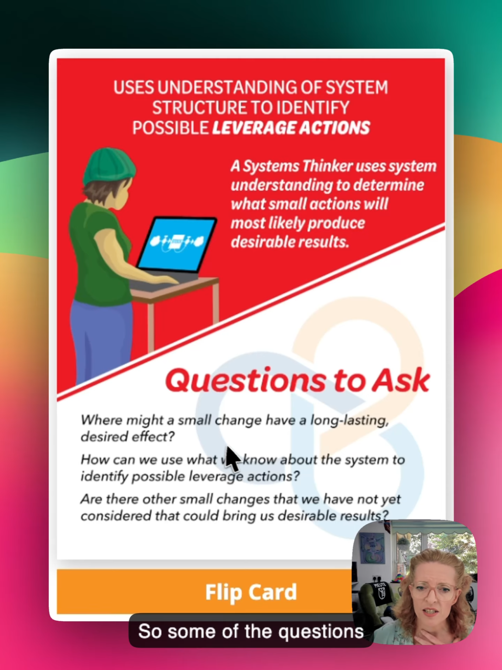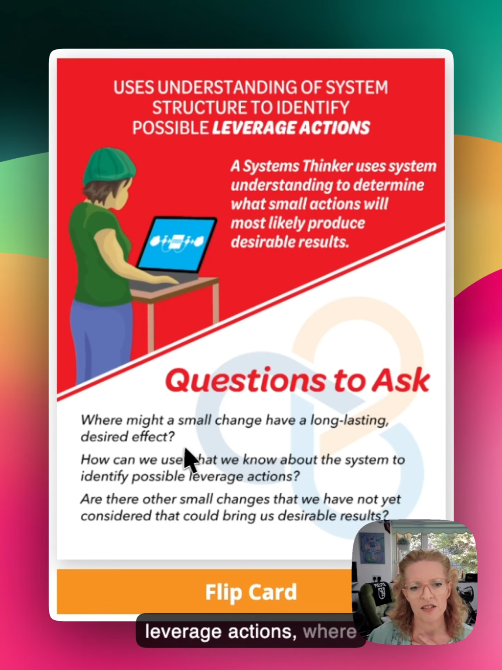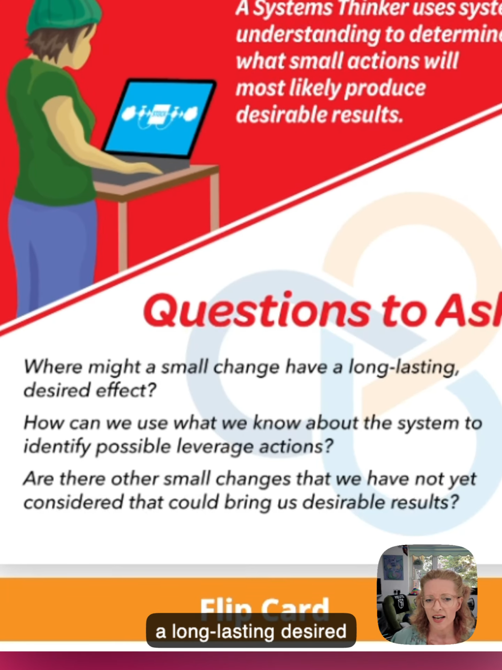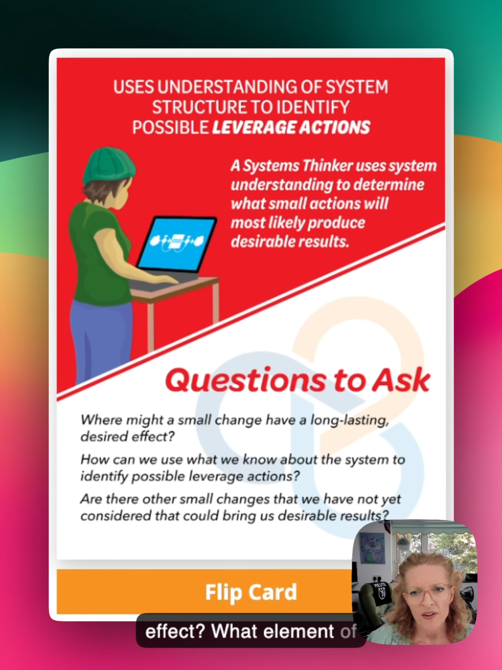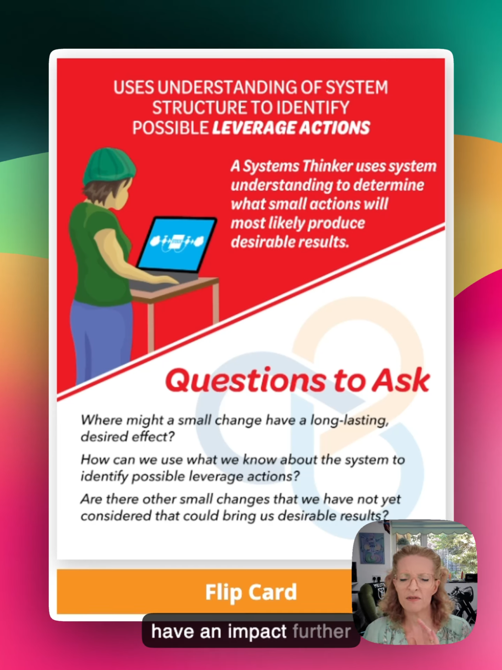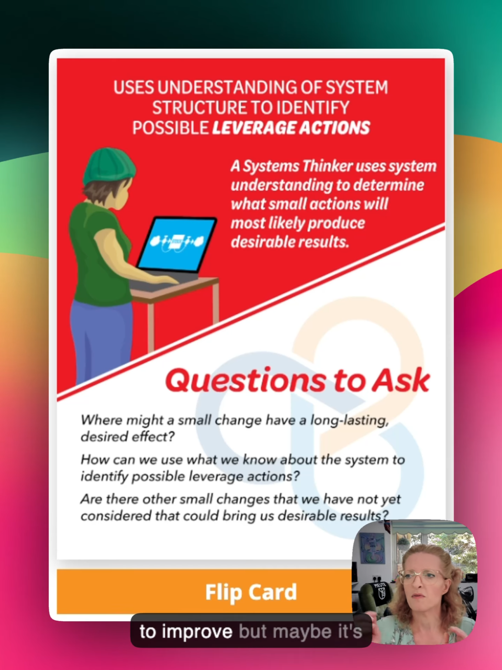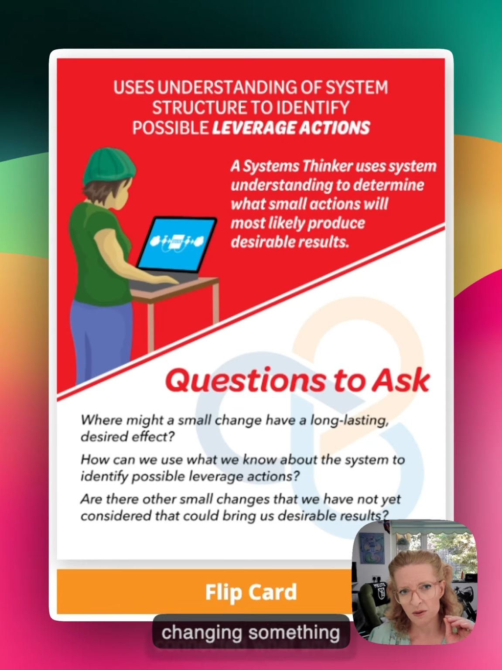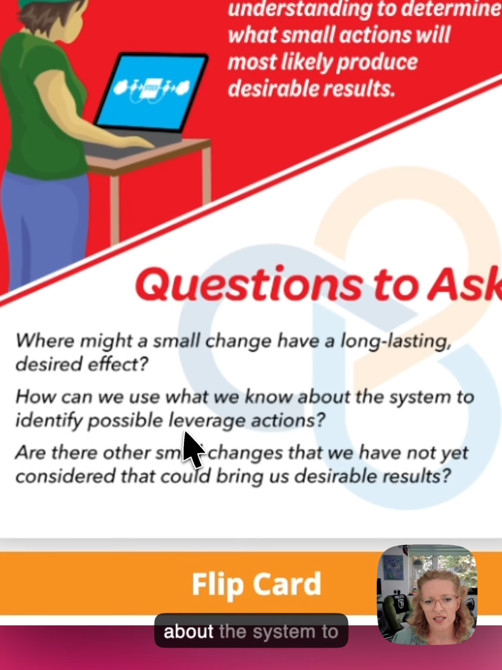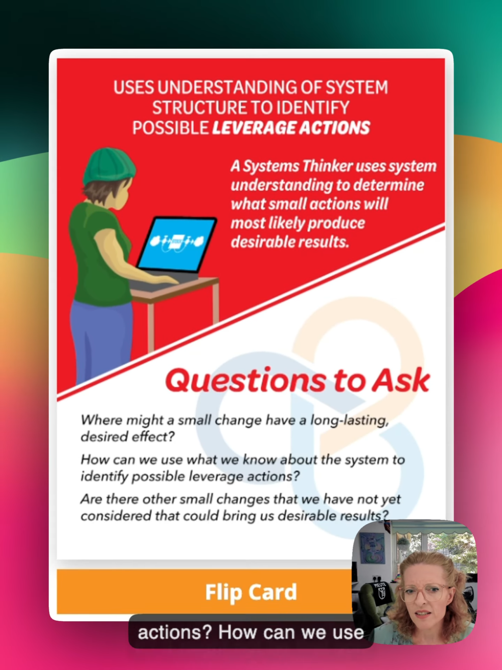So some of the questions to ask when you're thinking about leverage actions: where might a small change have a long-lasting desired effect? What element of that situation is going to have an impact further along the line, and a long-lasting one? Maybe it isn't directly changing that thing that you're looking at to improve, but maybe it's changing something connected. What small change can I do? How can we use what we know about the system to identify possible leverage actions? How can we use it?